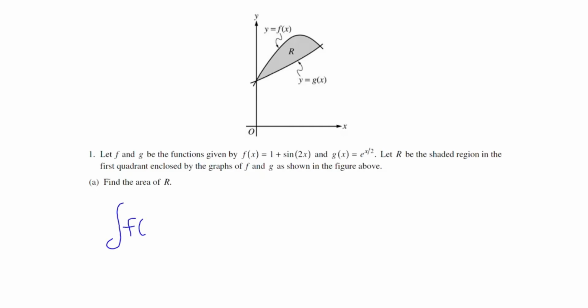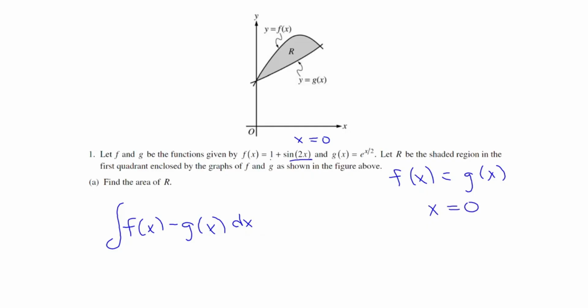So we're just going to integrate f of x minus g of x from the first intersection point to the second intersection point. Now, I think we should be able to tell that if I plug in 0 to each of these, right, if x equals 0, that's going to be our first intersection point. Now, we could use our calculator to figure that out, but the sine of 0 is 0, so that's just 1. F of 0 is 1, and g of 0 is also 1, because e to the 0 is also 1.